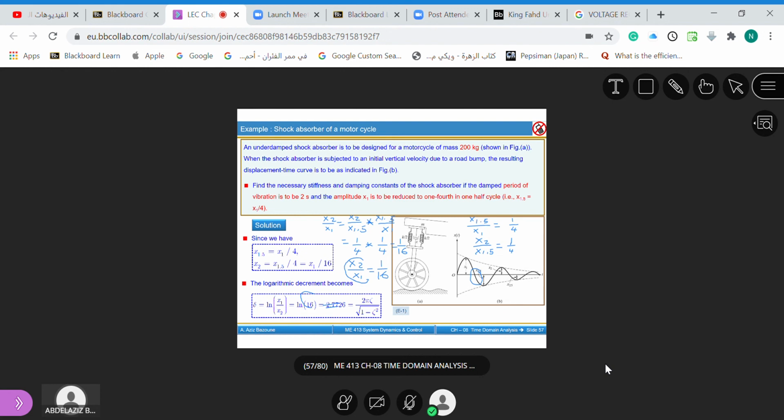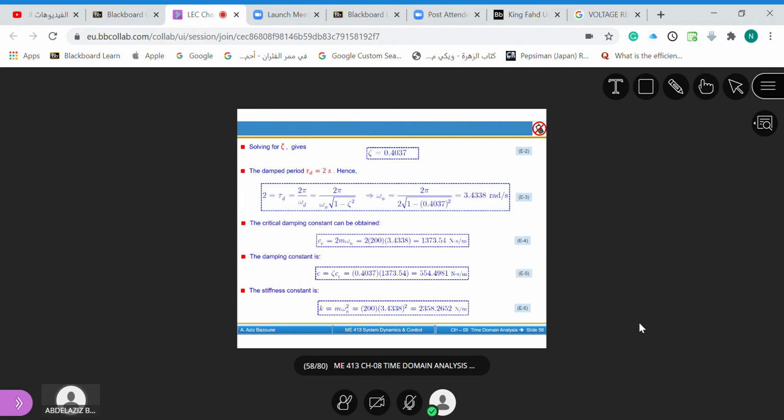So if we solve for zeta here, is this clear, Shabab? How did we move from here? So if we solve for zeta, we will find this value. Zeta is 0.4037. He gave us the damped period, which is 2 seconds. The damped period is 2 seconds.